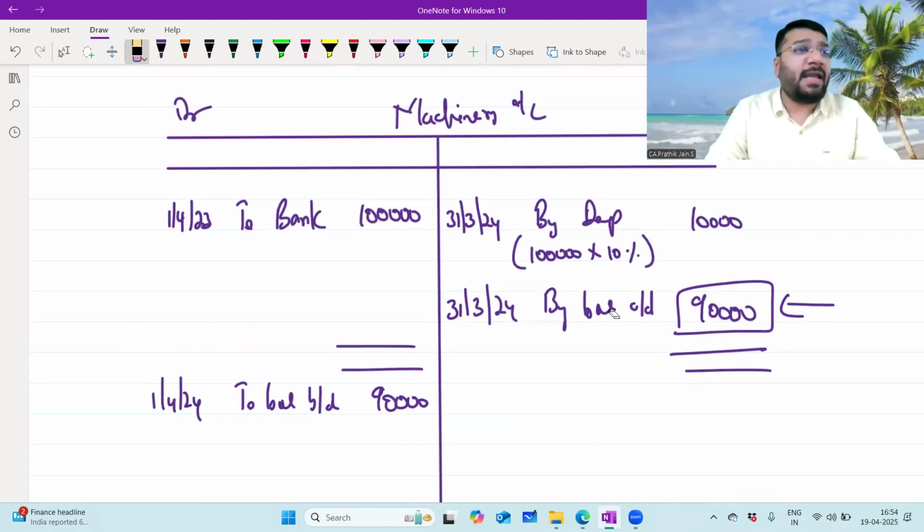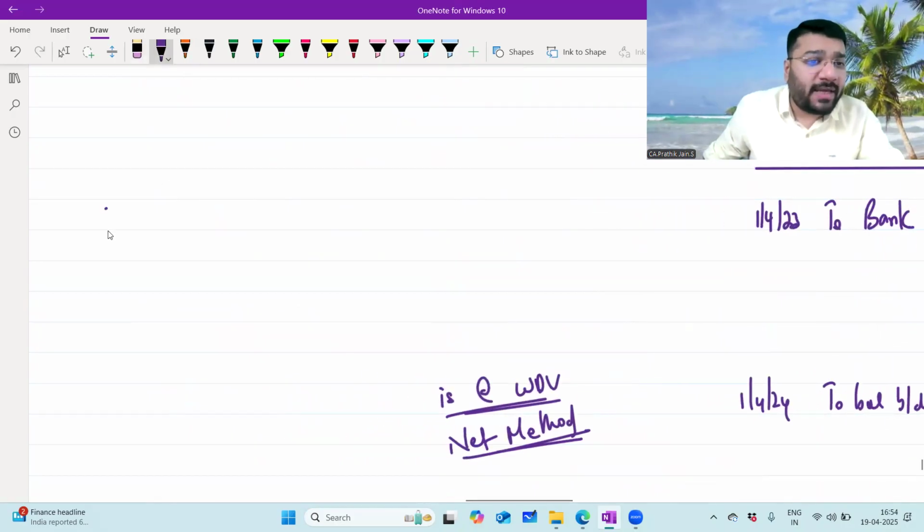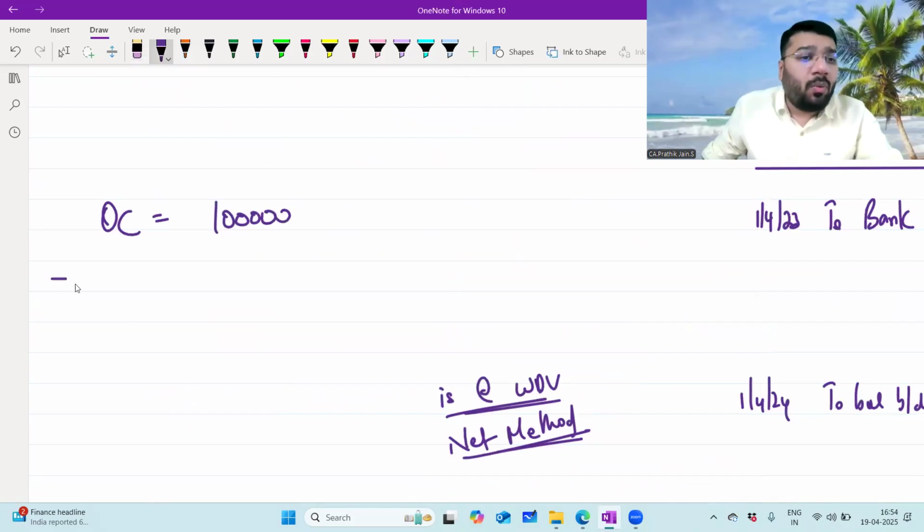Now, when I'm selling the asset, I'm supposed to calculate the profit and loss. What is the original cost of the asset? 1 lakh. What is the accumulated depreciation? Accumulated depreciation we have to calculate.